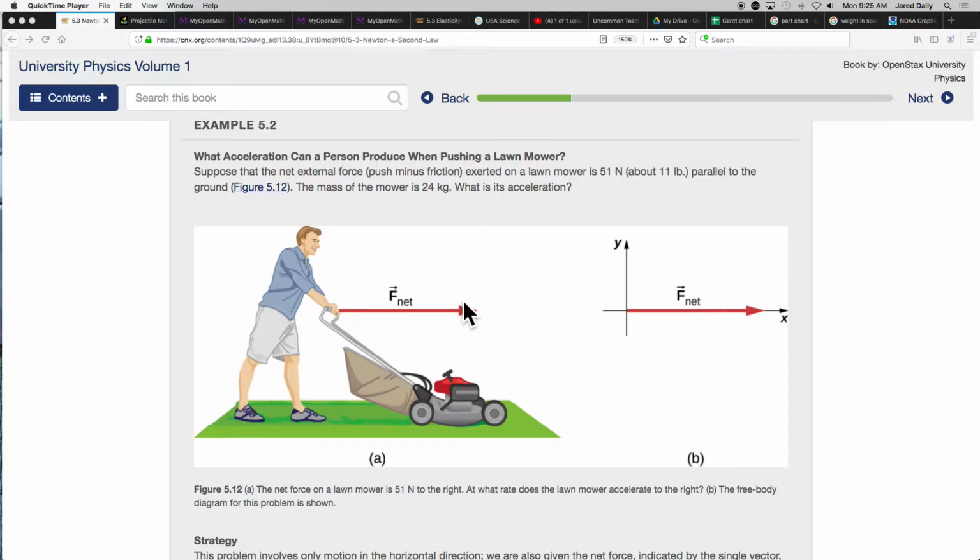Have any of you mowed a lawn before? What happens to the lawn as you push the lawnmower? If you push the lawnmower harder, what happens to the length of the lawn after you've cut it? Does it become shorter, or does pushing the lawnmower affect the length of the cut? It should.